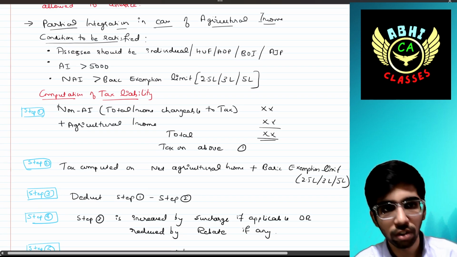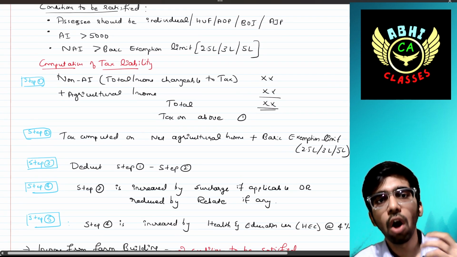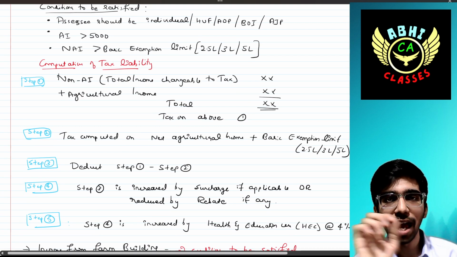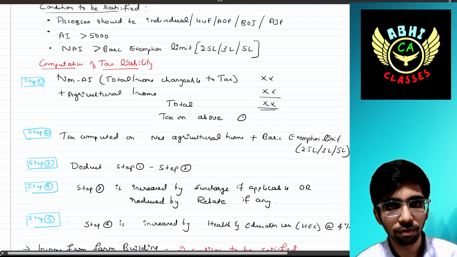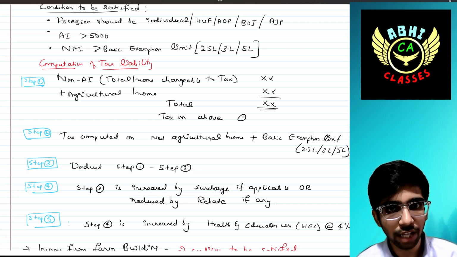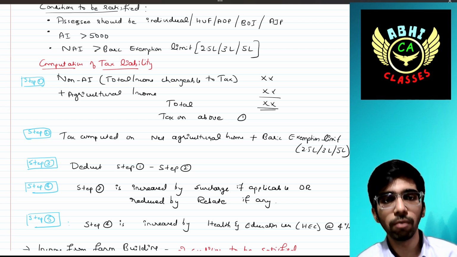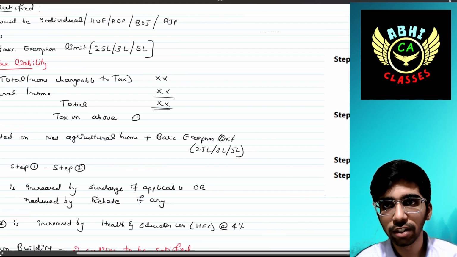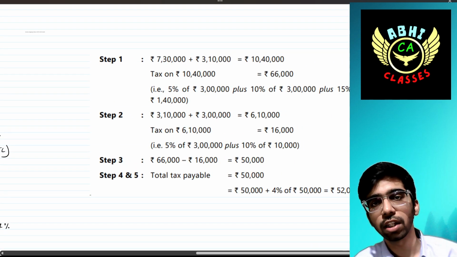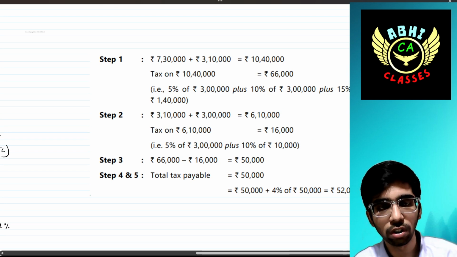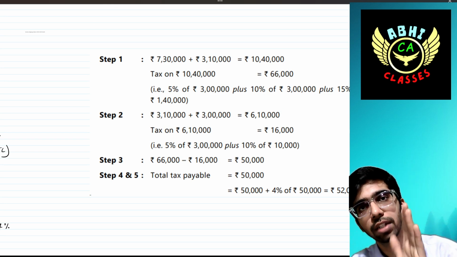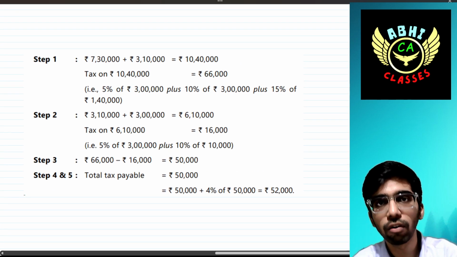Computation of tax liability. How to compute? There are some 5 steps. Step 1: non-agriculture income plus agriculture income, you have to add, and compute the tax on the total income arrived. First we will see one example. Step 1, 7,30,000 plus 3,10,000. 7,30,000 is the non-agriculture income. Agriculture income is 3,10,000. That is 10,40,000. You have to compute the tax on 10,40,000 by applying the appropriate rate.